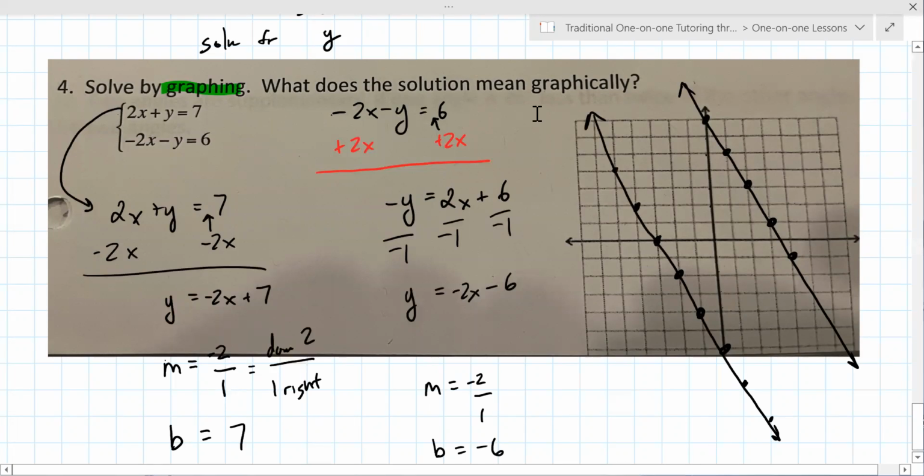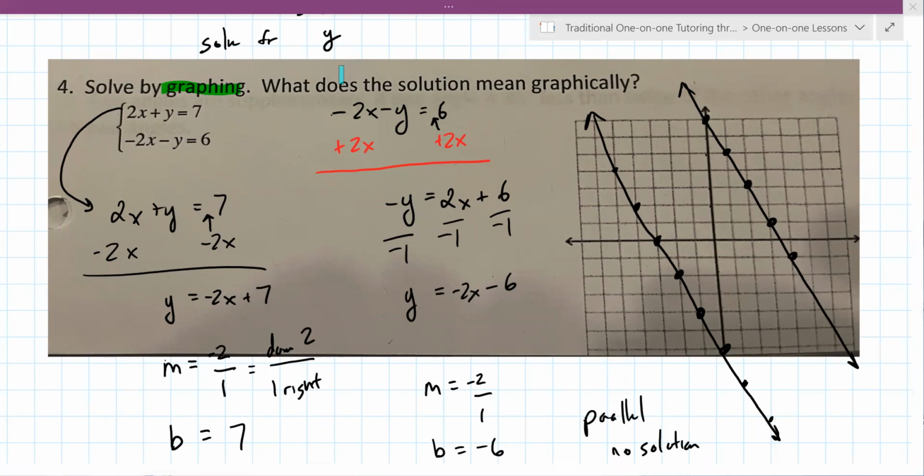Now, I'm not drawing these great, but is there anything about these lines that stands out to you? They're both parallel. They're parallel, yeah. And that means there is no solution. Okay. Because that's what it means graphically, they never intersect. And that's what you would put for the last question at the end.